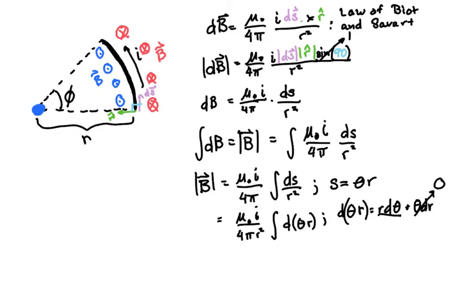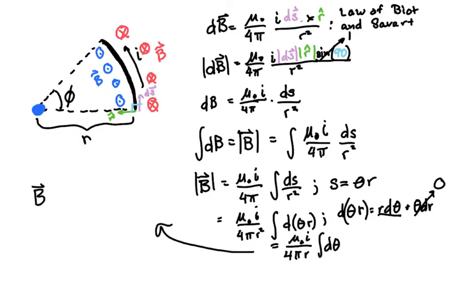And since r is a constant, we again pull that out. So we now have permeability of free space times I, the current, over 4 pi r, since the one from our differential canceled with one of our radius variables in the denominator, times the integral of d theta, where theta is our angle of deflection of our circular arc.